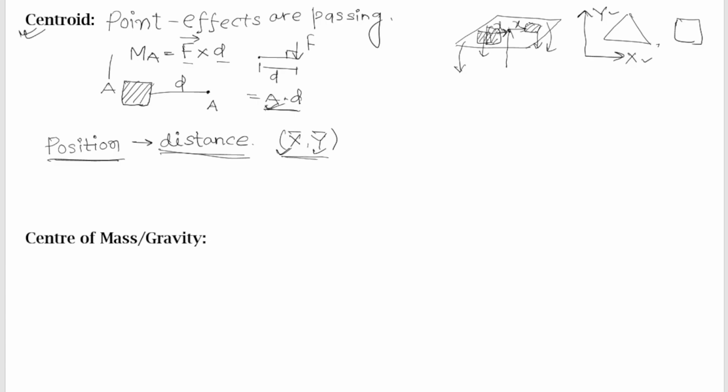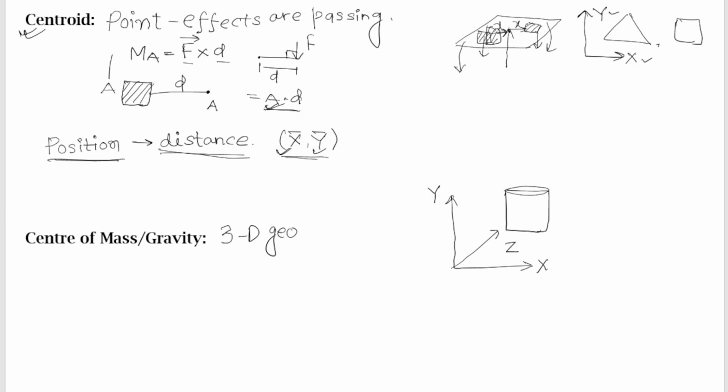Now the next point is center of mass or center of gravity. So it also refers to the same point. It is an imaginary point, or a point about which we assume that all the effects are passing. And the definition remains the same, except that since center of mass or center of gravity is found for a 3D geometry. 3D geometry means now you have a shape which is present in three mutually perpendicular directions, x, y and z.